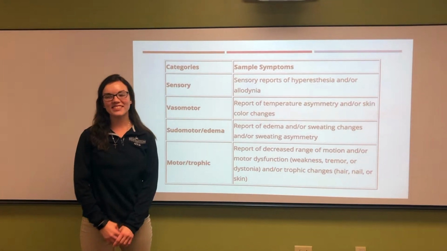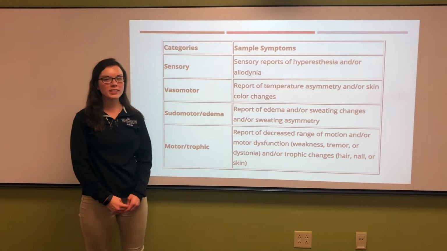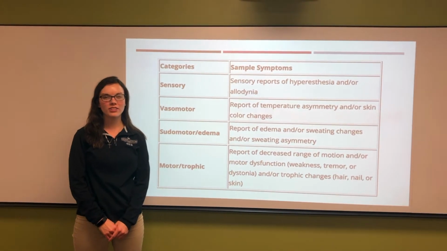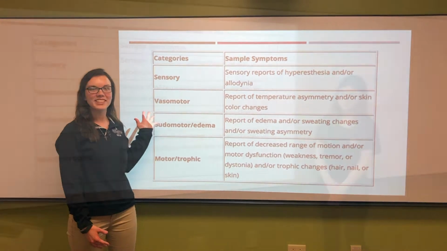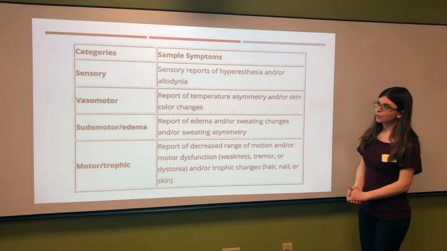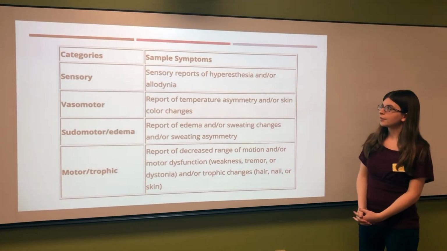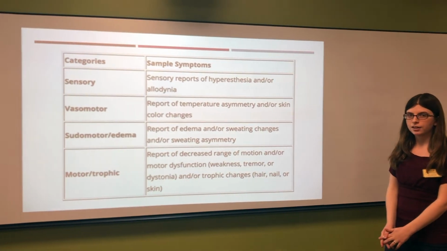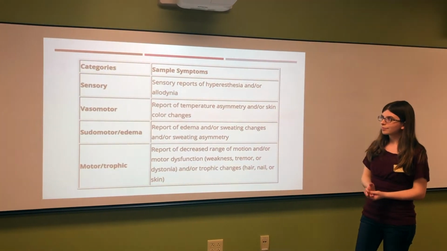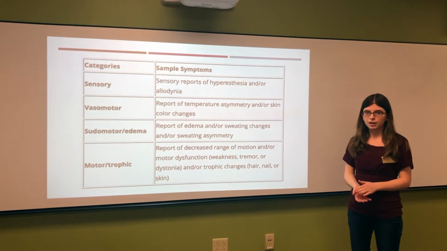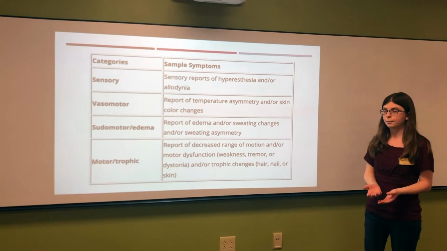Hi, I'm Cassidy. For clinical diagnosis, symptoms are categorized. You must report one symptom in 3 of the 4 categories and display 1 sign during the exam in 2 of the 4 categories. So first, you must have a symptom in the sensory category. Sensory reports include hyperesthesia, which is increased sensitivity, which leads to increased pain, and or allodynia, which is when something that's not supposed to cause pain causes pain. For example, simply just brushing your arm could cause excruciating pain.